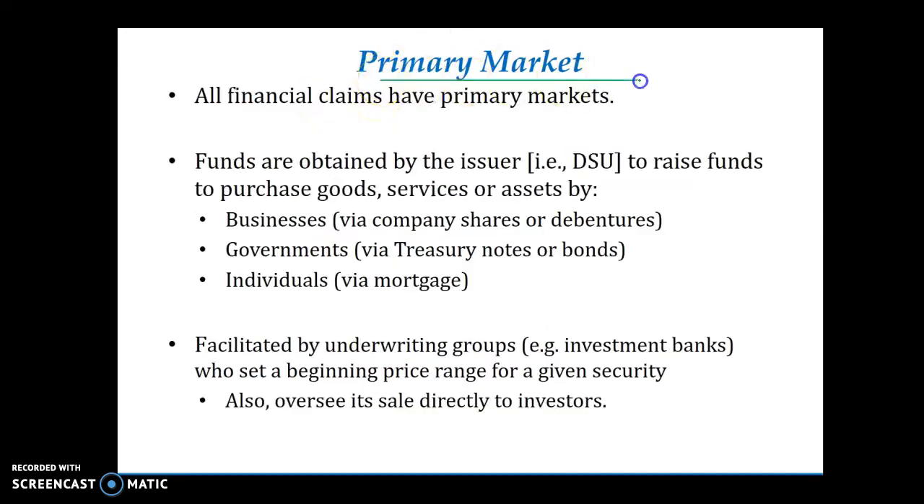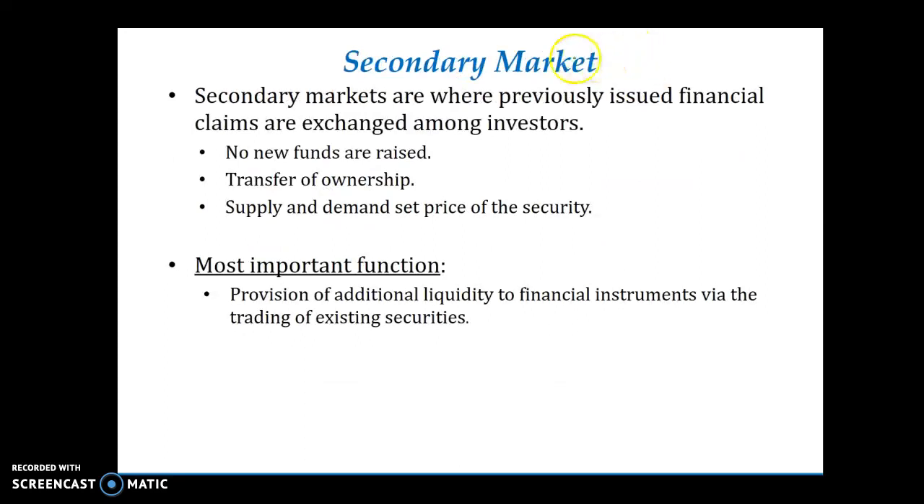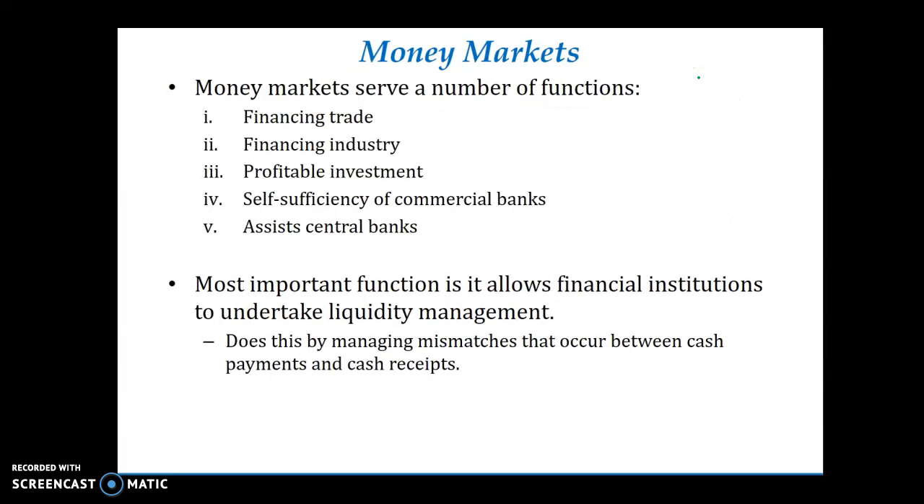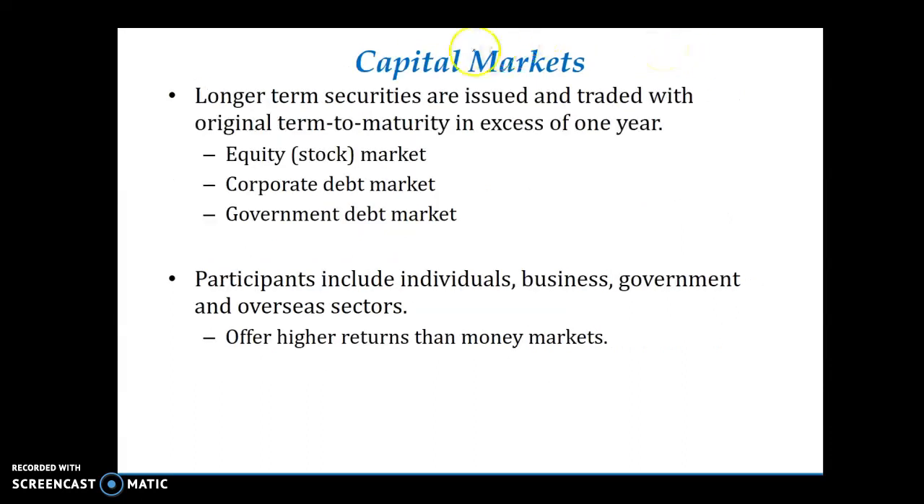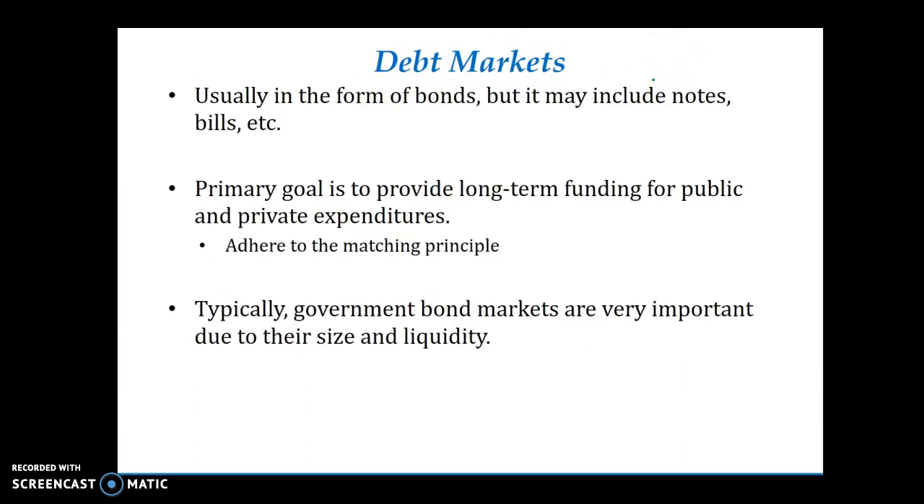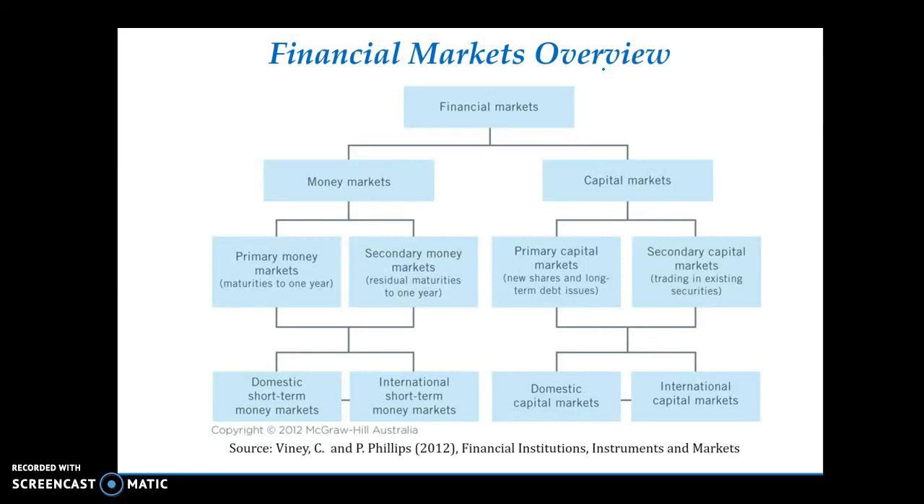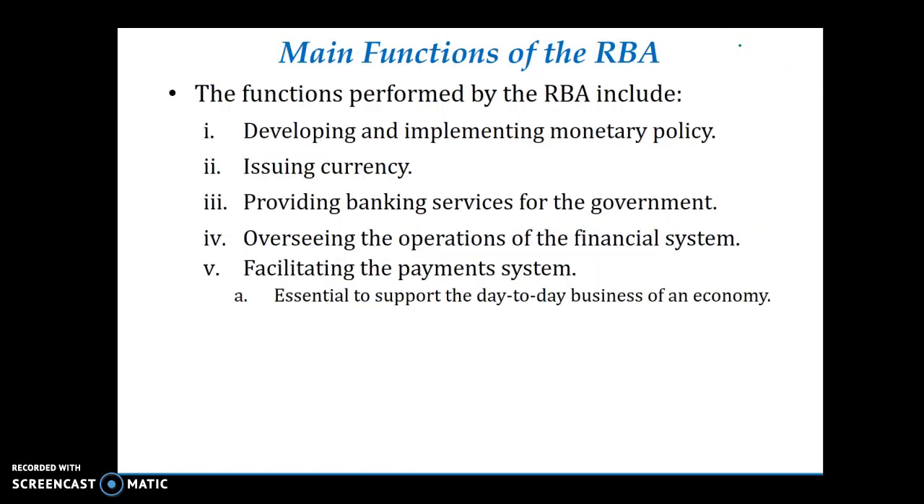You have what are primary markets, secondary markets, money markets, and capital markets, and finally what are the debt market and equity market. These are the important terminologies, and this overview shows you the summary of the various markets in the financial system. The other important area is the main function of RBI.